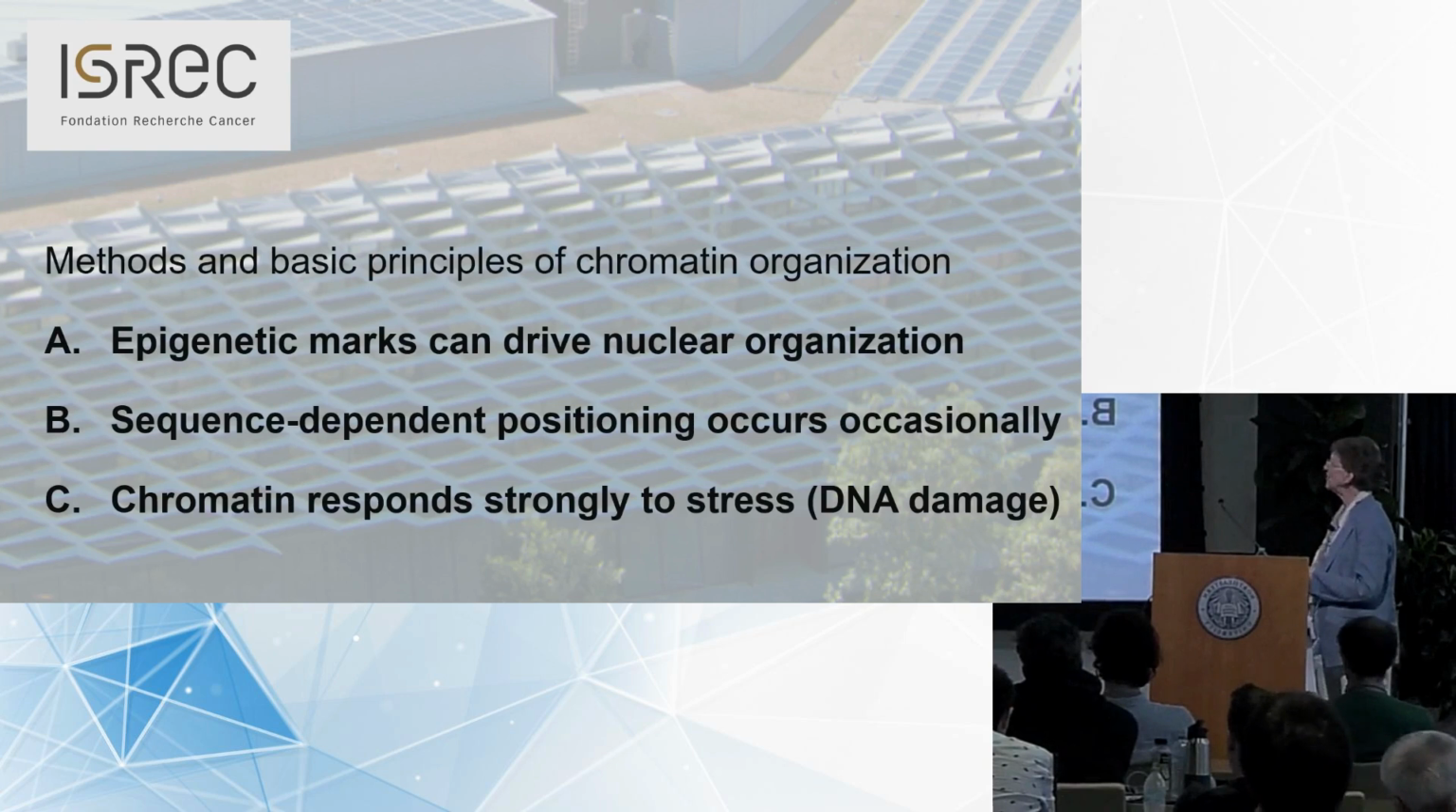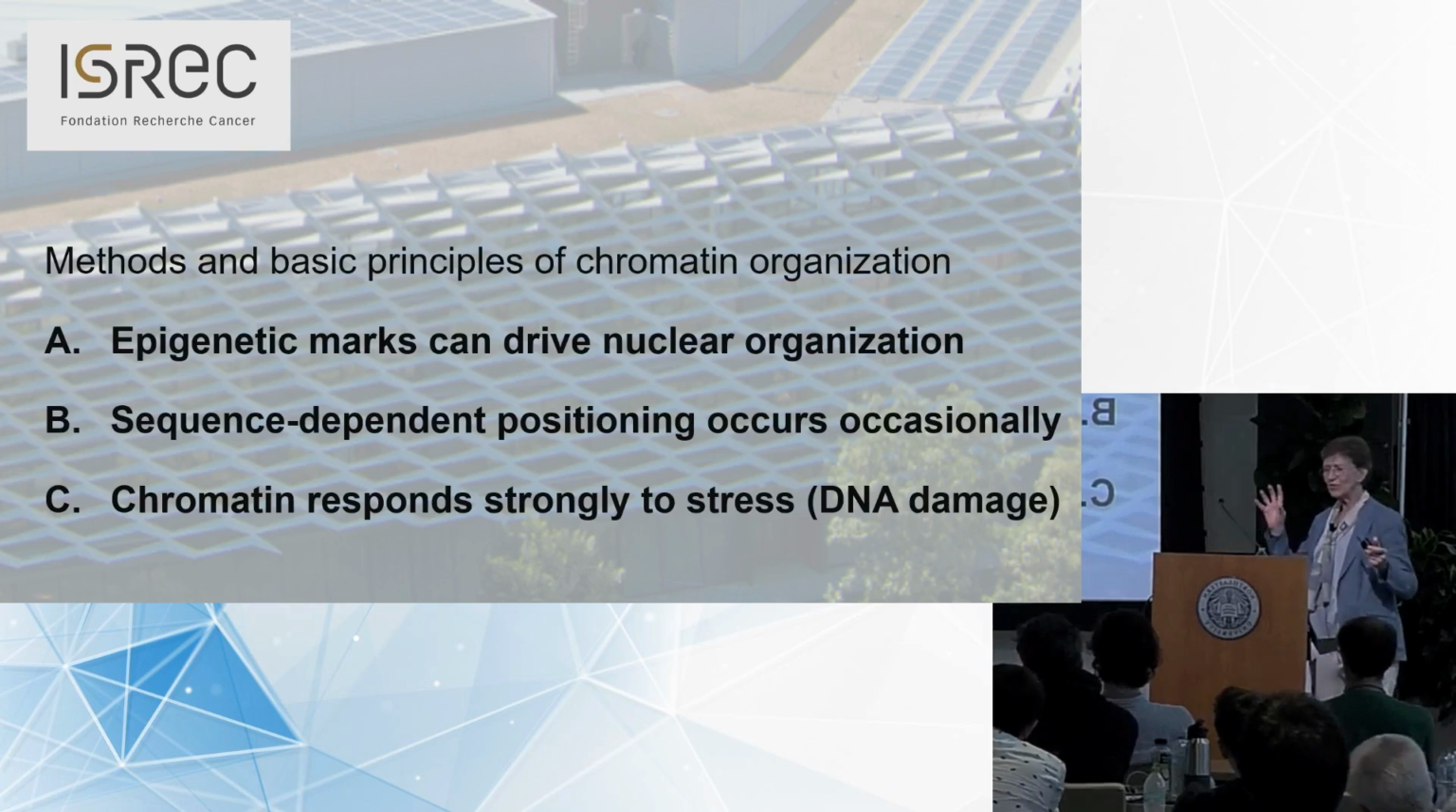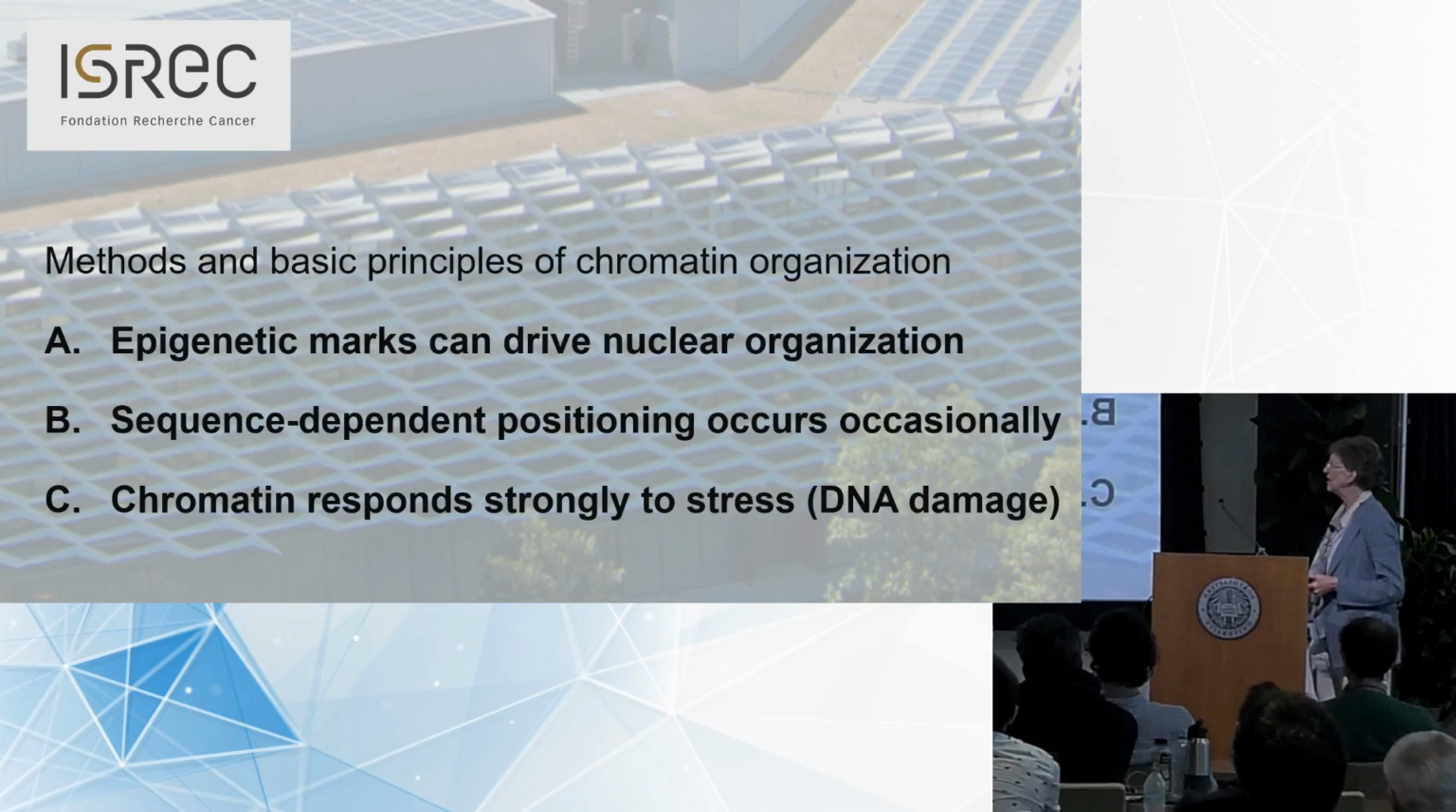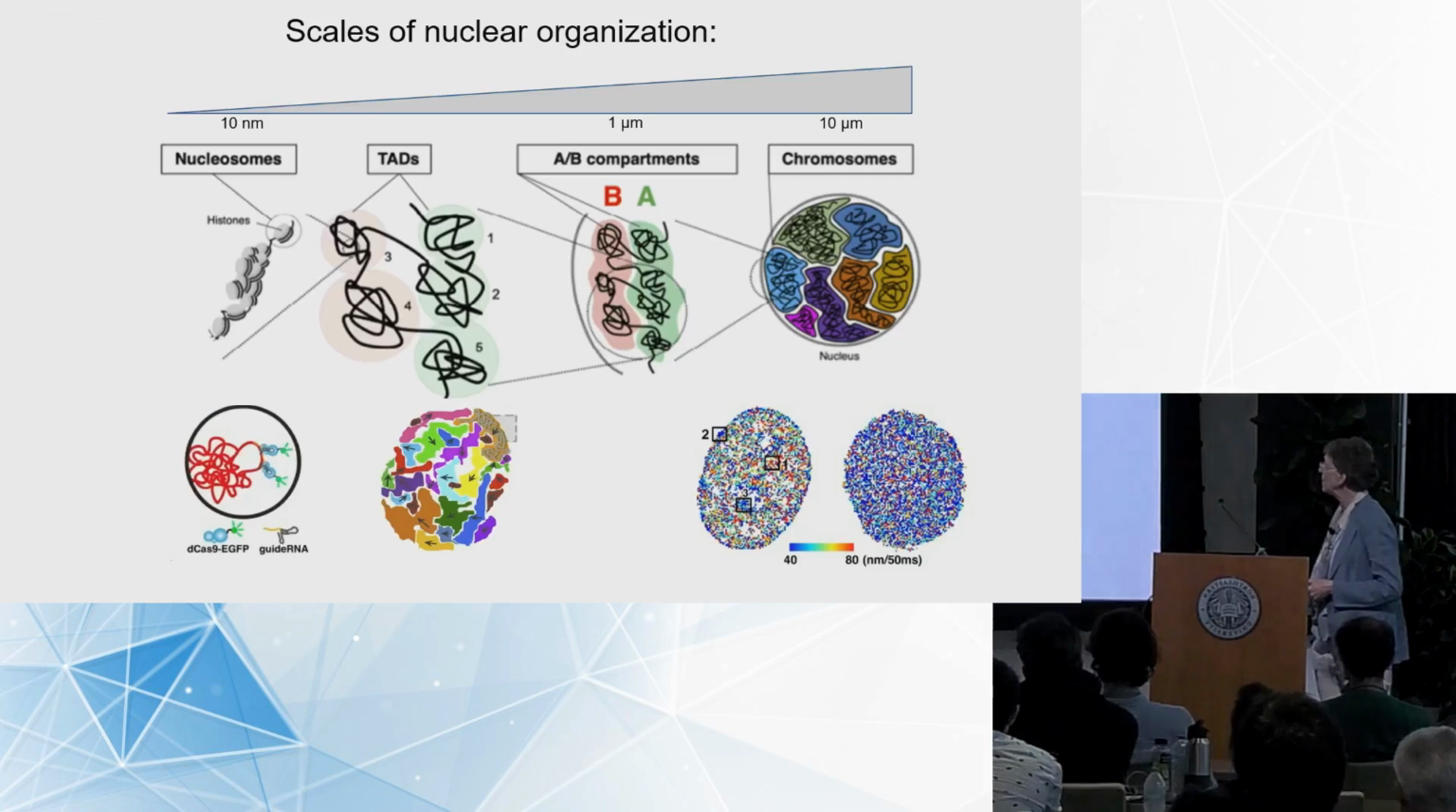So that's the summary. Epigenetic marks can drive nuclear organization, so pay attention to your nucleosomes. Sequence-dependent positioning occurs occasionally, but usually with very specific sequences, like telomeres or special sequences. And chromatin responds strongly to stress and DNA damage and can even affect the density of histones.